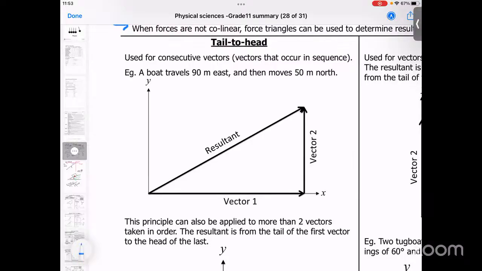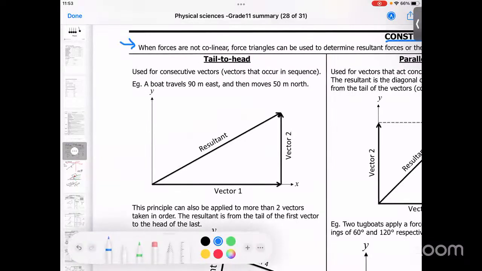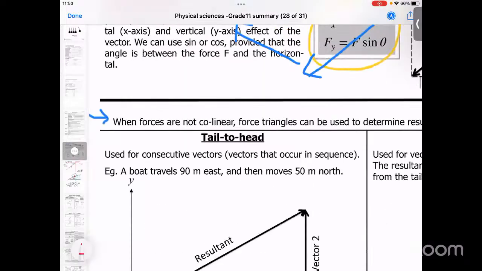Okay, they have given an example there, and this is what they are saying. It is a boat that travels 90 east. You must know where east is, honorable member. You know, in geography, we have this compass where we have north, east, south, and west.